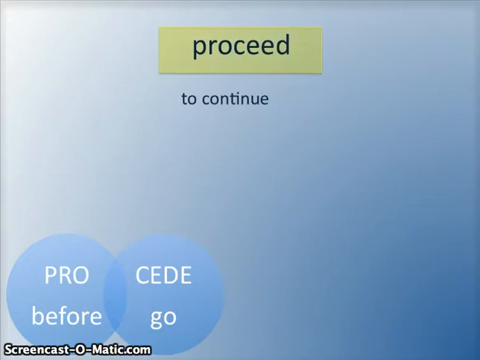Proceed is our next word, from the roots pro meaning before and cede meaning go. It's a verb and it means to continue. Deandra will proceed with her education despite losing her financial aid. So she'll keep going, right? She'll continue with that.